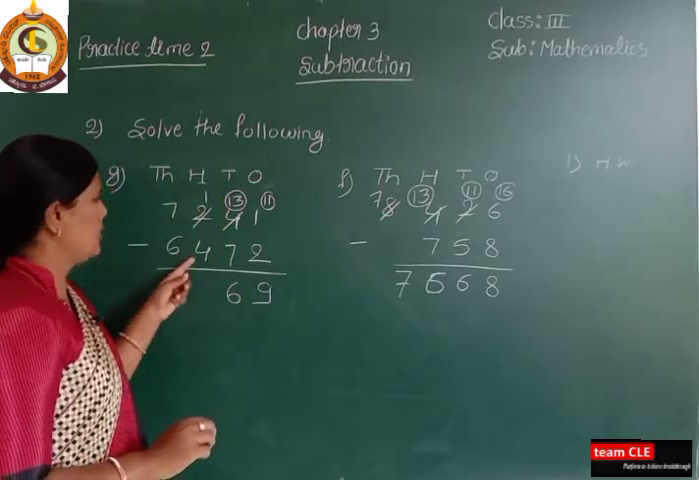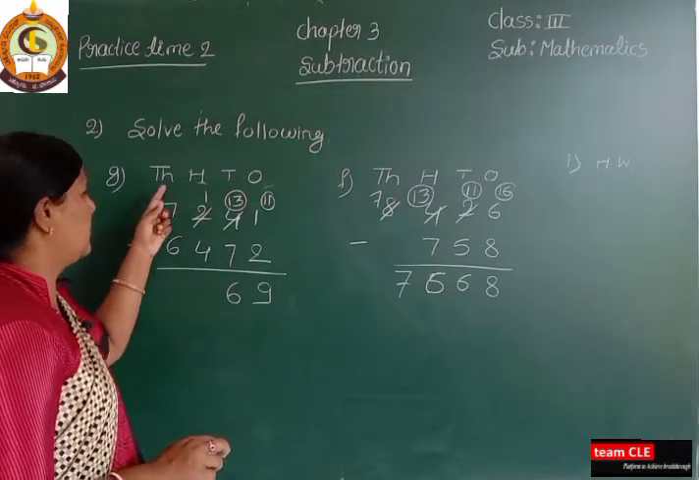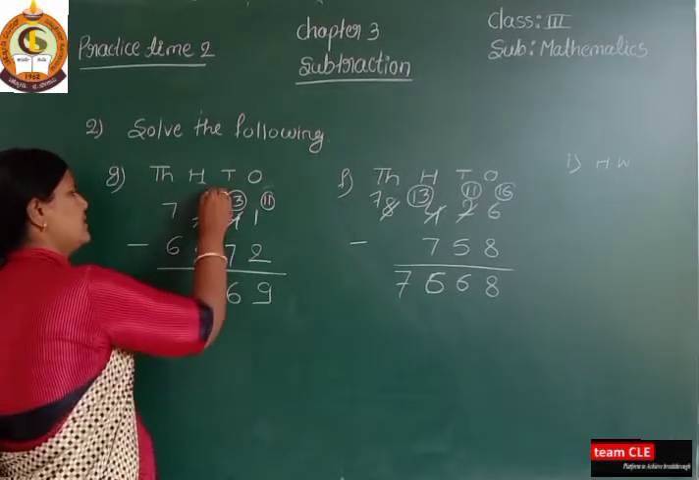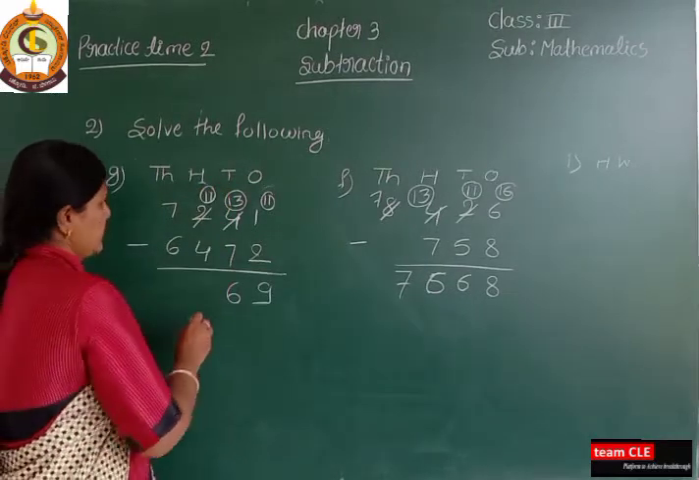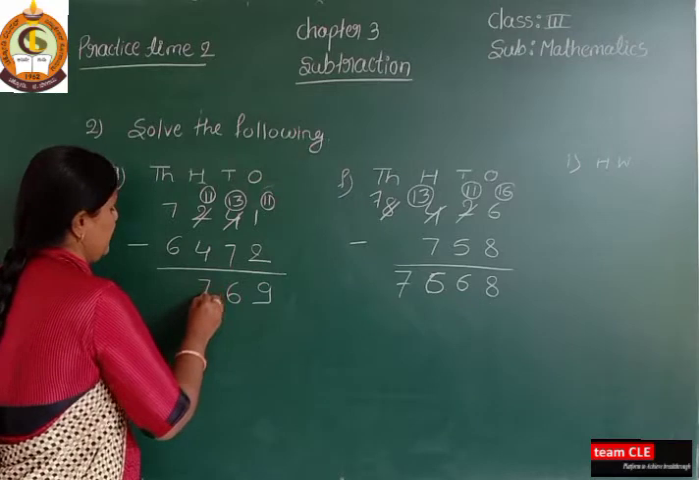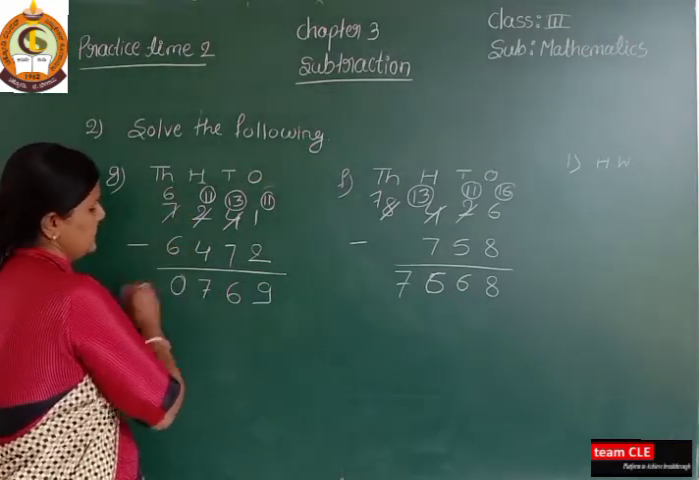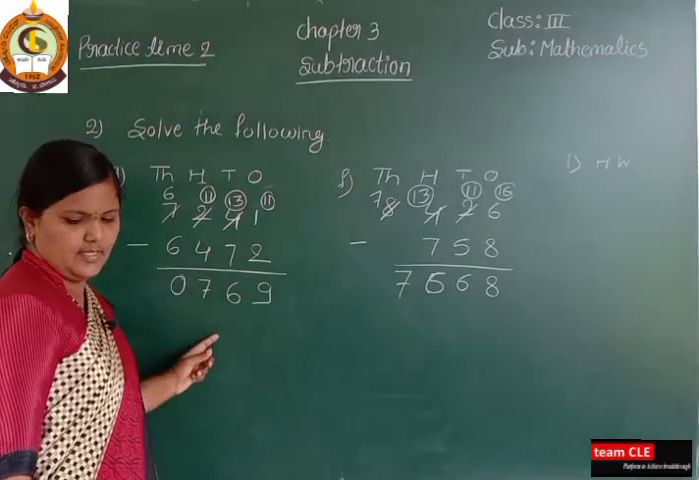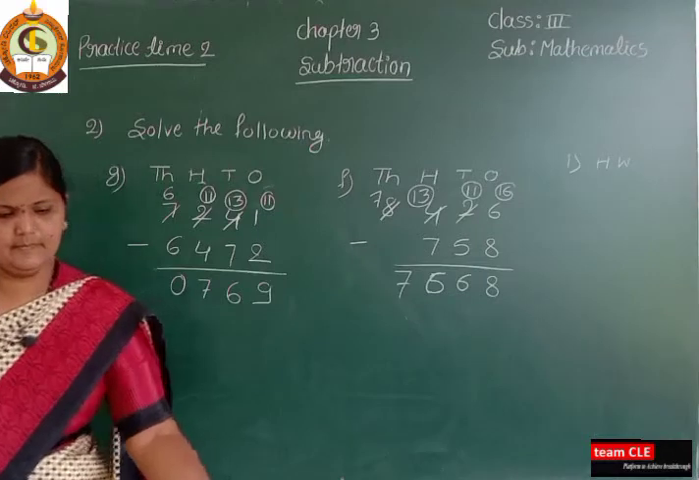Now 1 minus 4. Yes. 1 minus 4, this 1 is less than 4. So again you have to take one tens group. That 10 plus 1 is 11. 11 minus 4 is how much? 11 minus 4 is 7. So instead of 7 here, 6 remains. 6 minus 6 is 0. So the answer is 769. Yes.